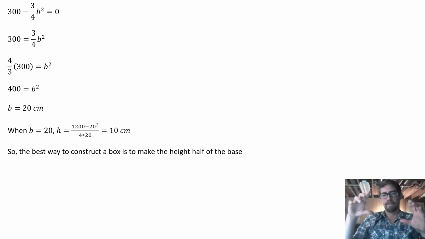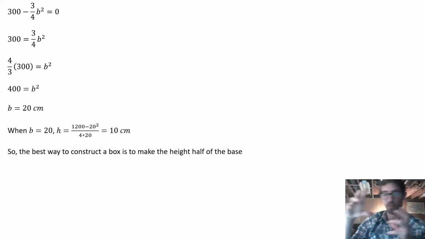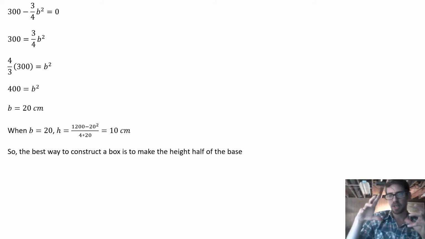So the base was 20 and the height was 10. The number 1200 was arbitrary. I could have said 12 million. The dimensions of the box would still be the same, right? We found the right proportion. That number 1200 could have been anything.